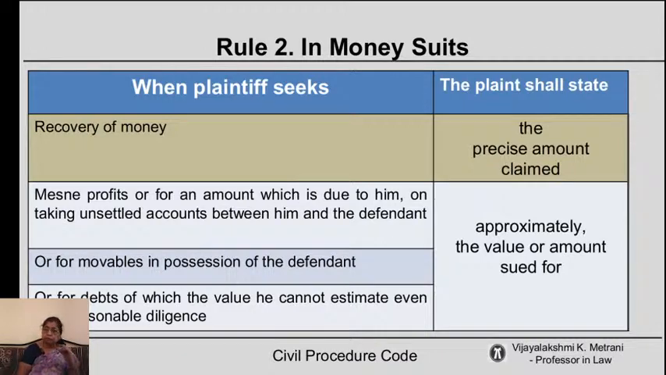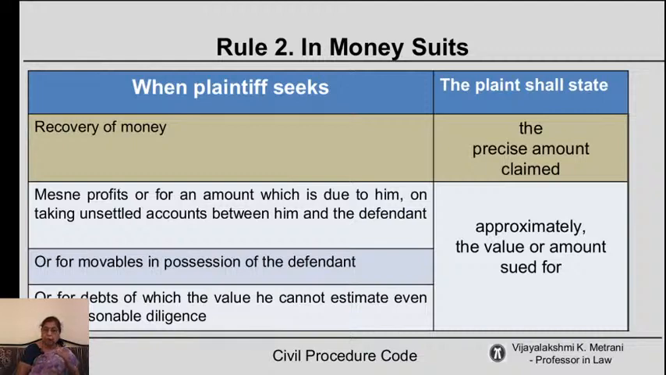Then suppose the amount cannot be precisely claimed. There are so many things. For example, mesne profits. When you are asking for mesne profits, or for an amount which is due to him on taking unsettled accounts between him and the defendant, the accounts are not settled, so there may be interest on that, and this may be growing. The mesne profits are something which the defendant has to pay him because of being in wrongful possession of that property. In such cases, mesne profits cannot be precisely stated. It has to be calculated at the time of the recovery of the money.